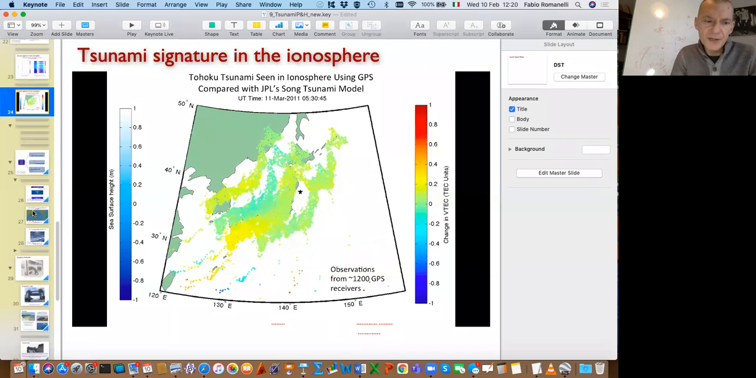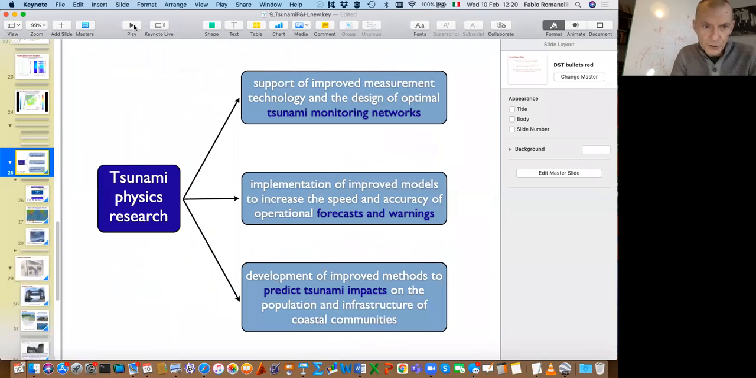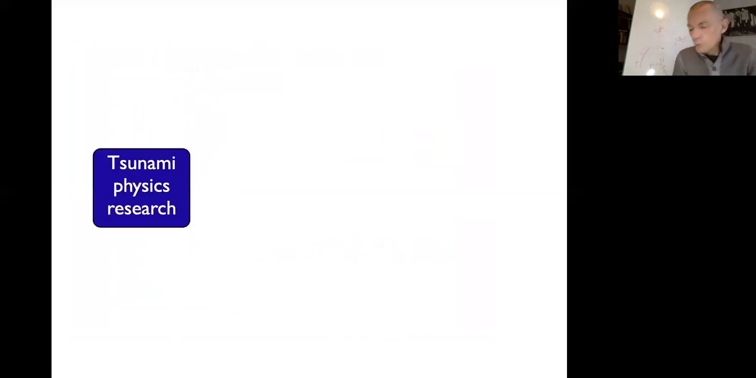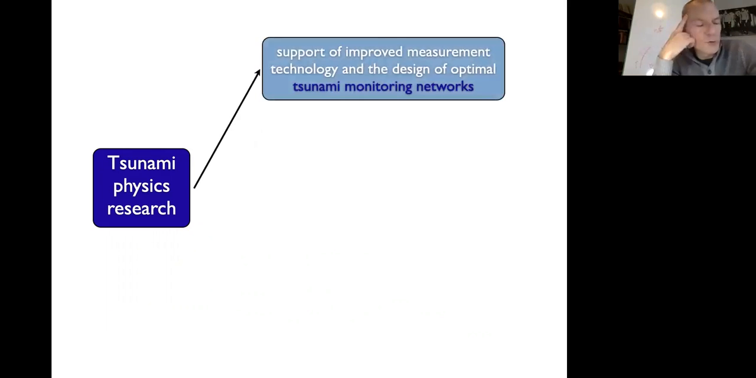Now the final slides are about a different problem, because we can use, with the different approaches of tsunami physics, different research lines. For example, the first one can be used also to monitor, like in a tsunami warning center or system, and you can do some modeling, for example, just to understand which one is the best place to put the buoys and so on. So it can help tsunami monitoring networks.